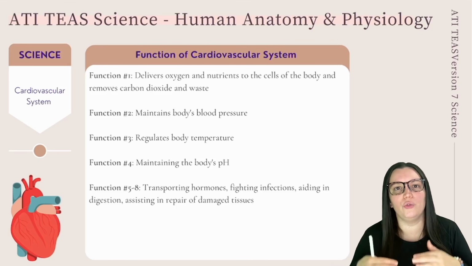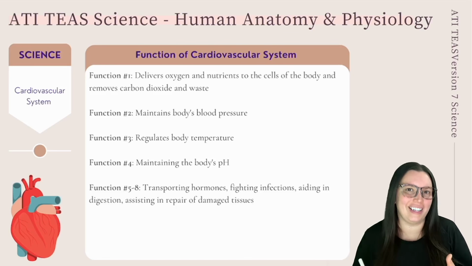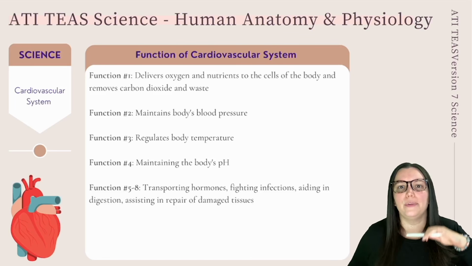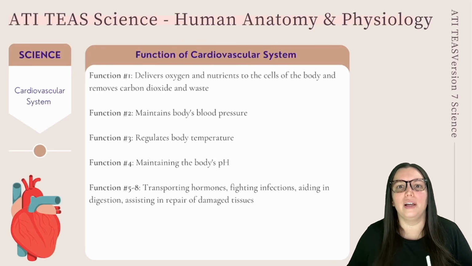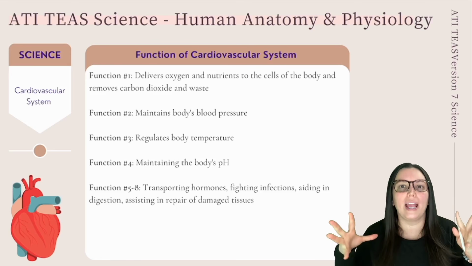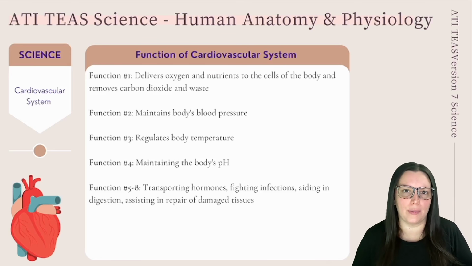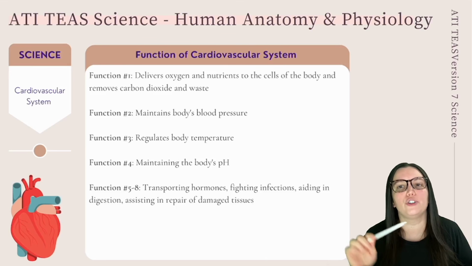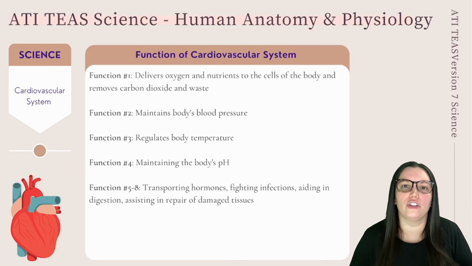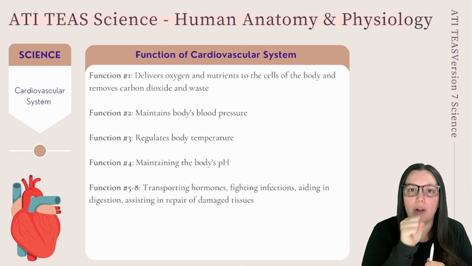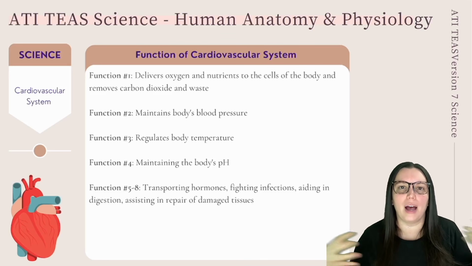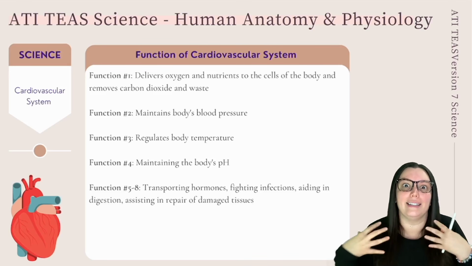In addition to blood pressure, it also helps with body temperature. So when the body temperature rises, the blood vessels dilate. That means that they widen to allow that heat to escape. But when the body temperature drops, the blood vessels constrict. That means that they start to narrow and they prevent heat from escaping the body in order to maintain what heat is left in there.